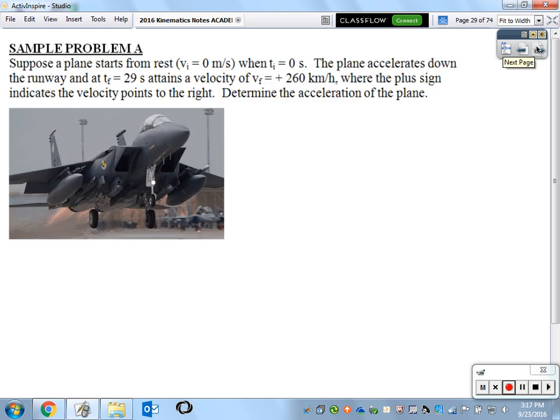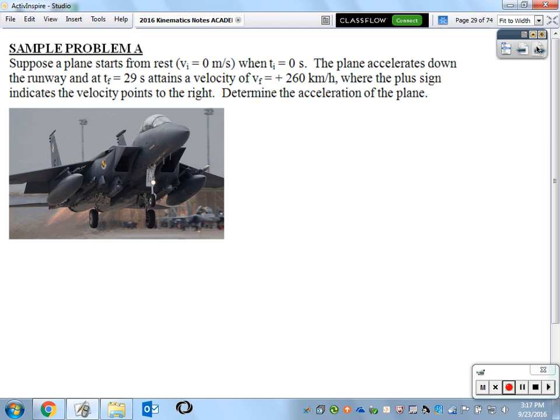All right. Sample problem A. Suppose a plane starts from rest. Anytime we hear something is at rest, we know that the velocity at that point is zero. Good job. Then the plane accelerates down the runway, and at a time of 29 seconds, it attains a velocity of 260 kilometers per hour, where the plus sign indicates it is traveling to the right. So we're going to determine the acceleration of the plane. There should already be a red flag that popped up in your head. Something's off here before we proceed.